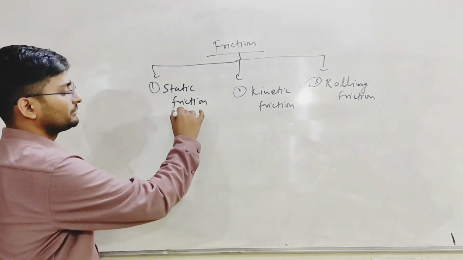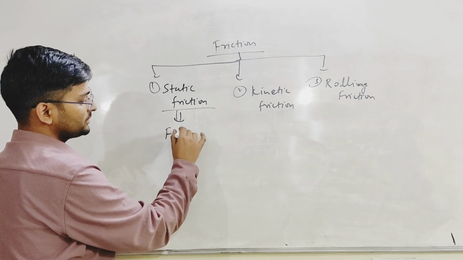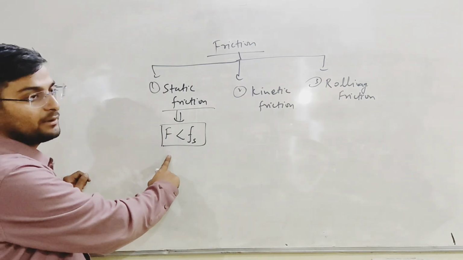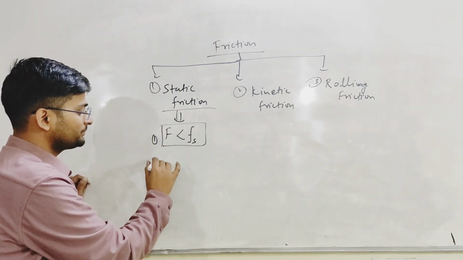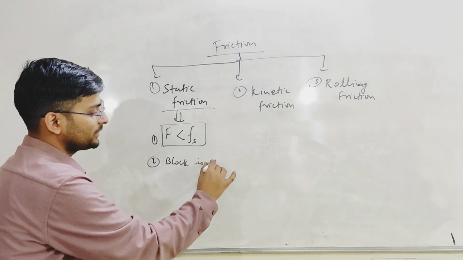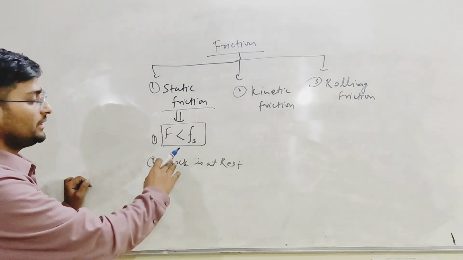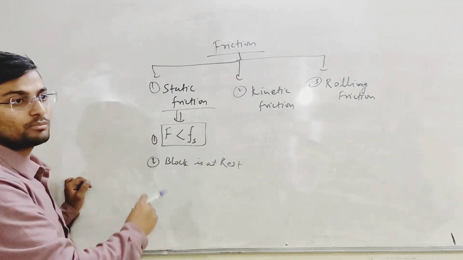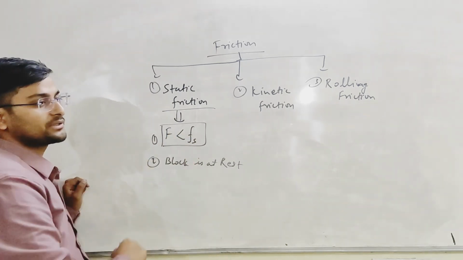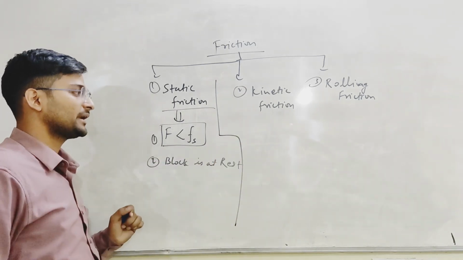In static friction, the applied force F is less than the friction force. This is the main property of static friction. Here, the block is at rest. It means in this case the block does not move from one place to another because the applied force is less than static friction. Right? So now, what is kinetic friction?